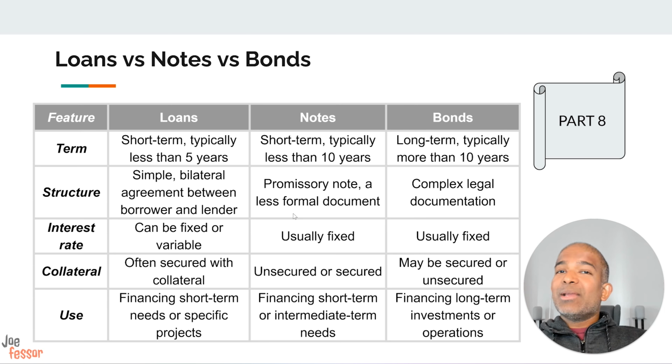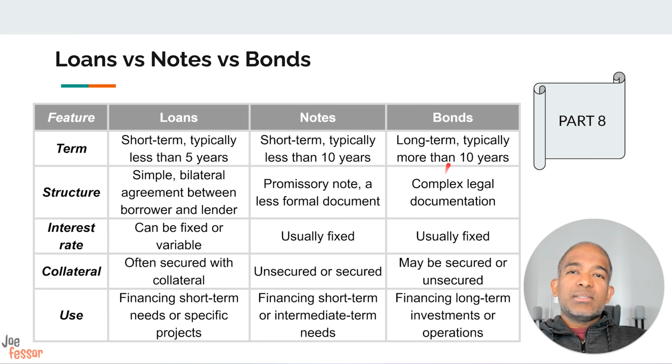Further, loans are frequently secured by collateral to reduce the risk for the lender. Moving on to notes, think of a note as a more formal IOU, outlining the terms of borrowing, and they are less complex than bonds. Notes are suitable for short to intermediate term needs, usually under 10 years. They typically have fixed interest rates and can either be secured or unsecured.